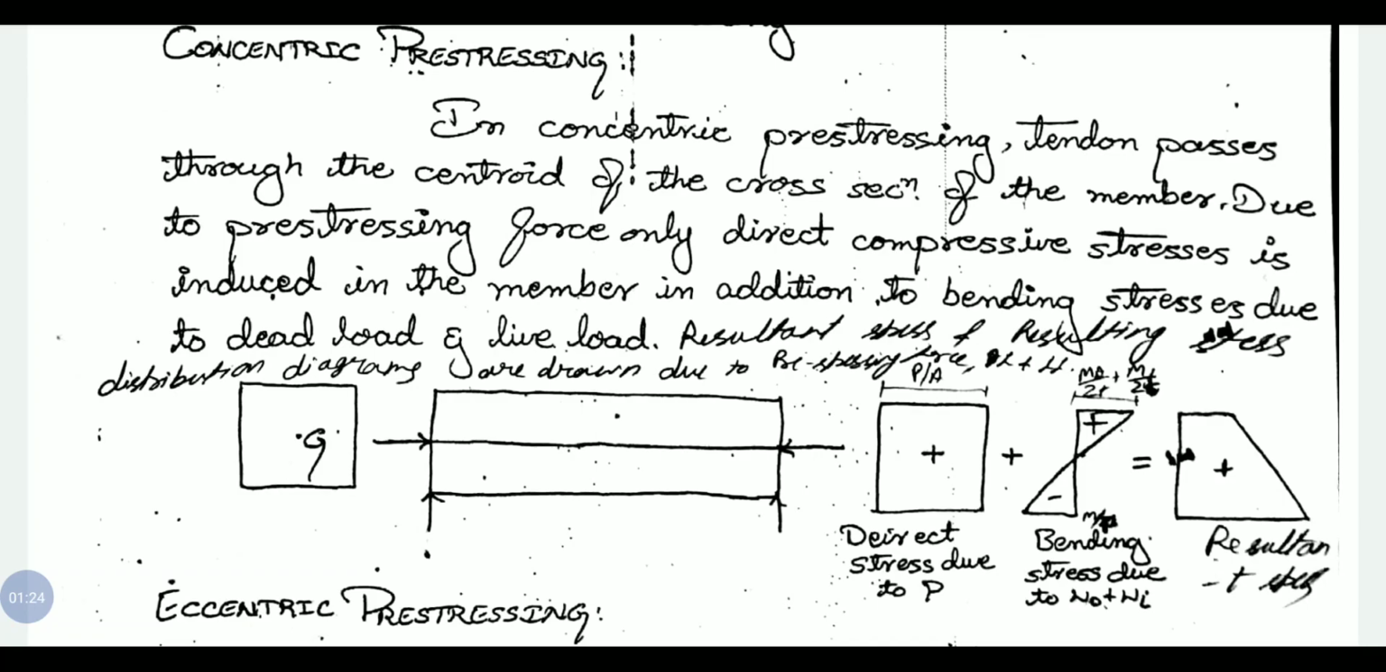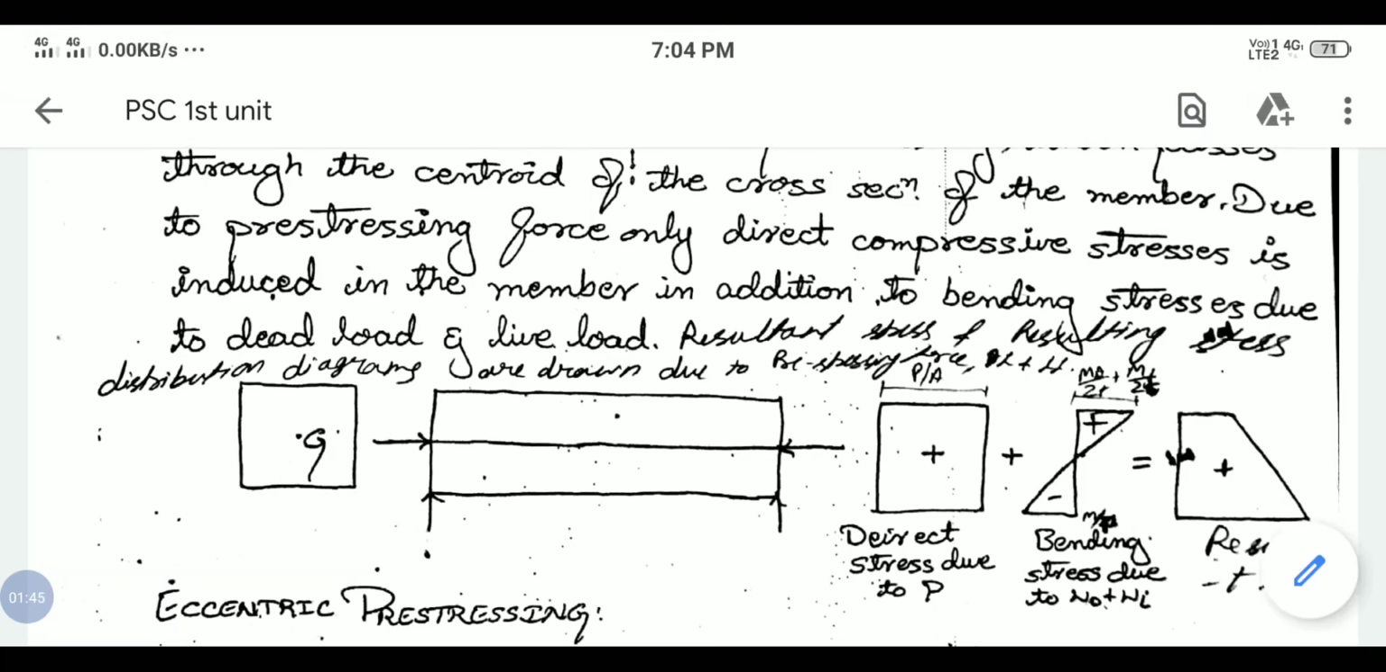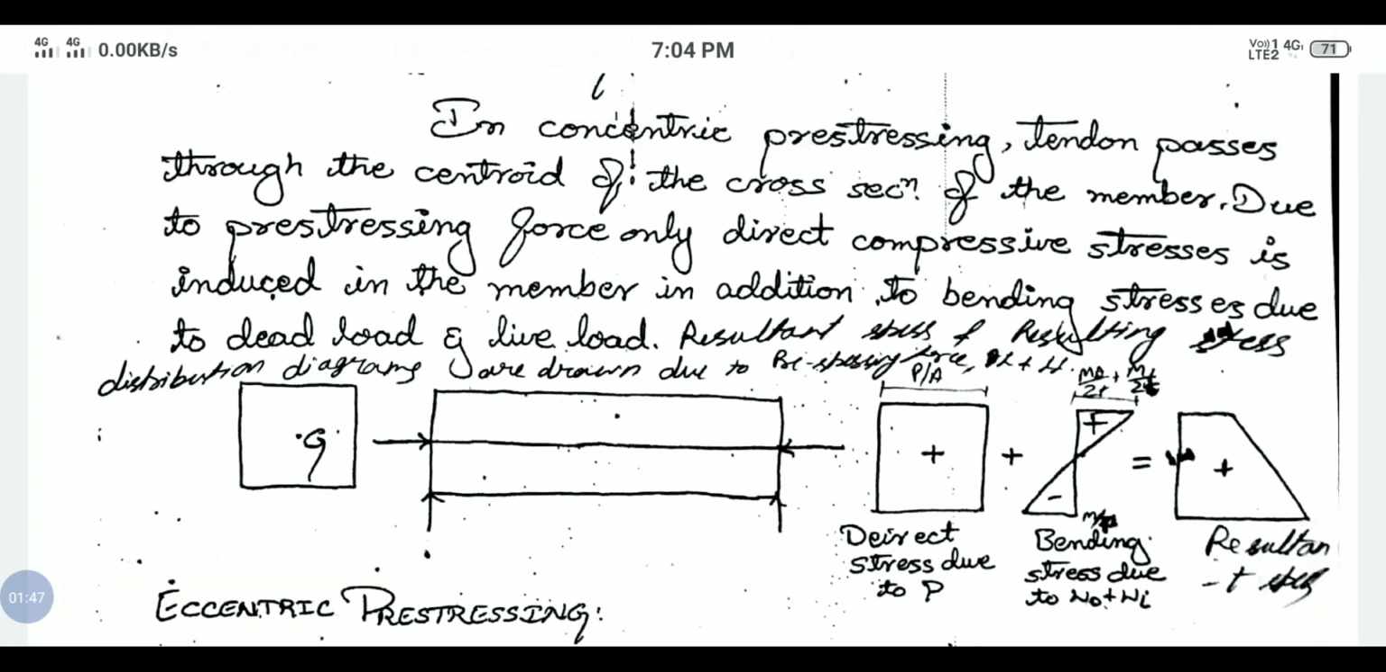In addition to the prestressing force, we are going to consider bending stress due to dead load and live load. The diagram indicates the direct stress, that is P by A, due to prestressing force, and bending stress due to dead load and live load. And the last, third diagram is the resultant stress.